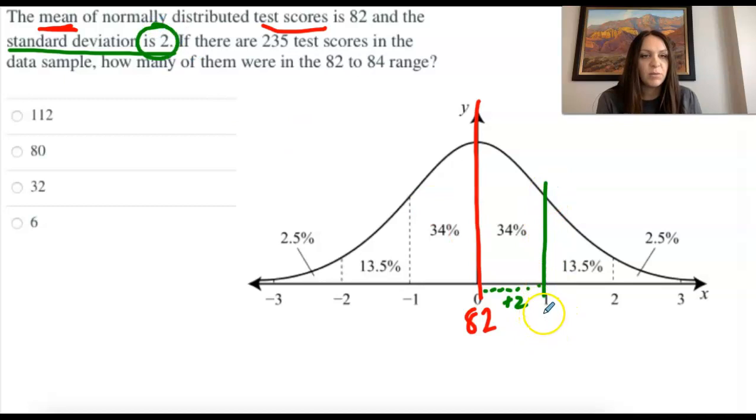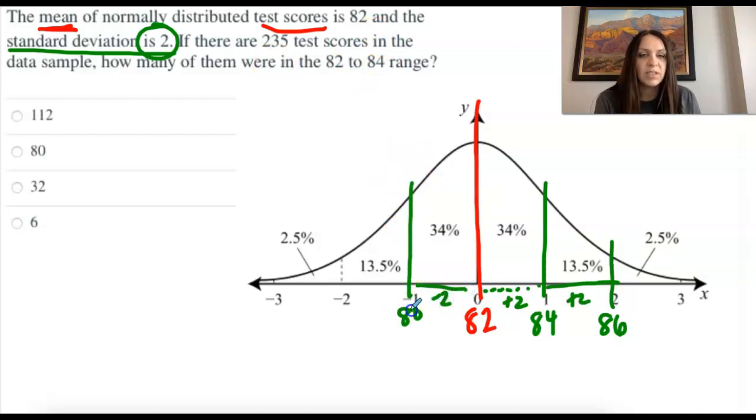So this line represents 84. I'm going to add 2. This line represents 86. And then you would go backwards this way. So here I would minus 2. This line would represent 80. And this would represent 78. So I just labeled it.